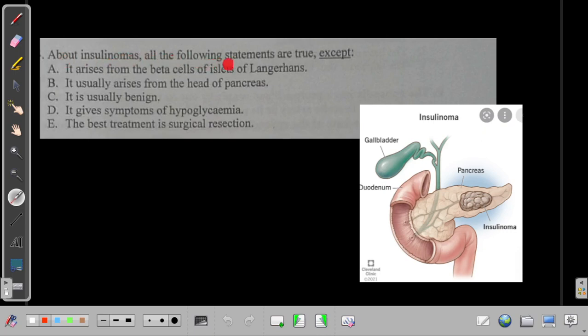About insulinoma, all of the following statements are true except: it arises from the beta cells of the islets of Langerhans. That is true. It usually arises from the head of the pancreas. This is untrue. This is the exception. As a matter of fact, it tends to arise from the area near the tail of the pancreas, not the head. This is the exception. It is usually malignant. This is untrue. It is usually benign. That's true. It gives symptoms of hypoglycemia. That's true. The best treatment is surgical resection. That's true.